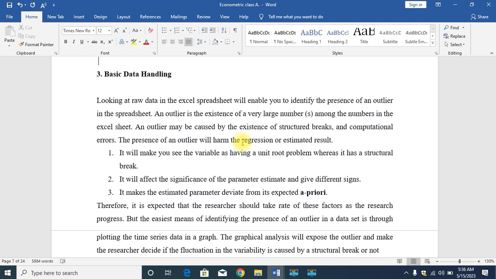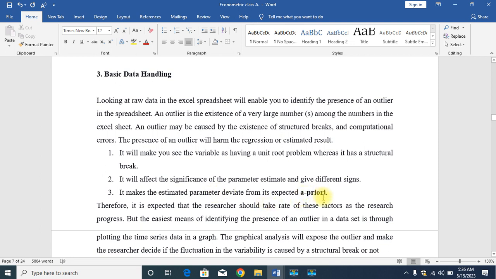An outlier may also be caused by the existence of structural break and computational error. The presence of an outlier will harm the regression results in all cases. For instance, it will make you see the variable as having a unit root problem, whereas it does not have a unit root problem. What it has is a structural break. Secondly, it will affect the significance of parameter estimates and give different signs. And lastly, it makes the estimated parameter deviate from its expected a priori.